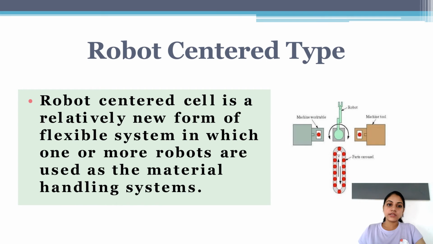The last one is the robot centered type. The robot centered type is a relatively new form of flexible manufacturing system in which there will be one or more robots, and they'll be handling all the material handling in the manufacturing system. So these are the types of layouts in a flexible manufacturing system.